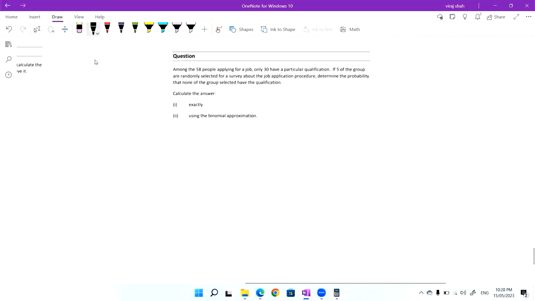Similarly, your last sum. This is the last sum of your chapter 1, so it's like a relief for you guys. So don't worry. Among 58 people, so total number of people is 58. So capital N is equal to 58. Only 30 have a particular qualification. So K is equal to 30.